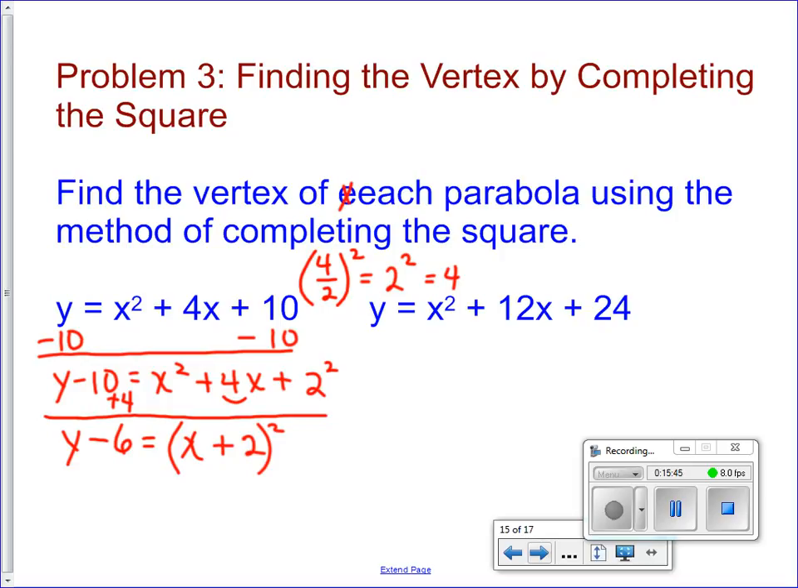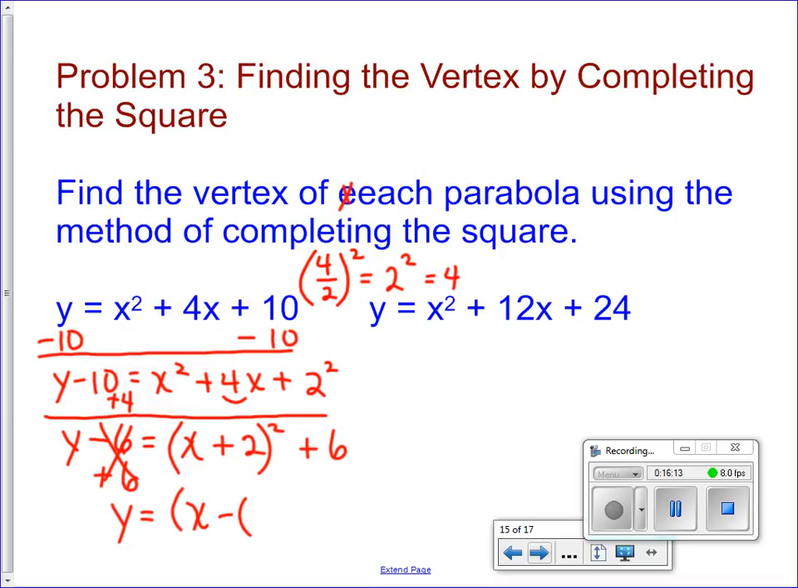All right, now we are ready to take, nope, we're not quite ready. We want to find the vertex. The next thing we have to do is add the 6 over to the other side. Okay, now go back to your notes, and it may help you to write it in this form.